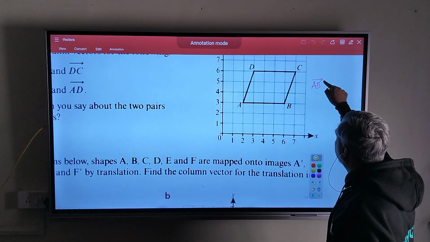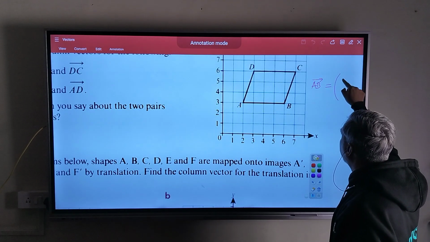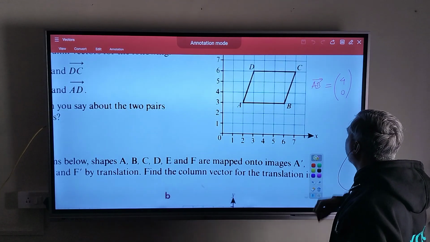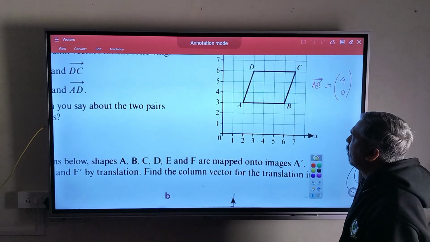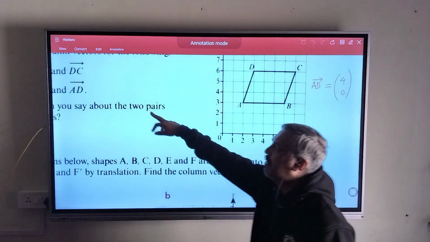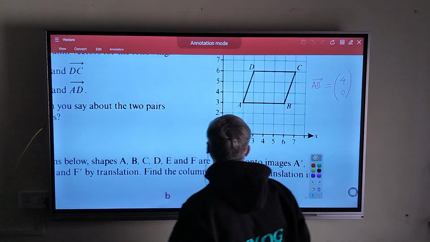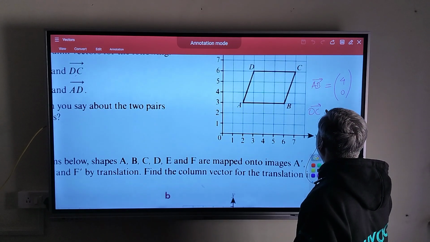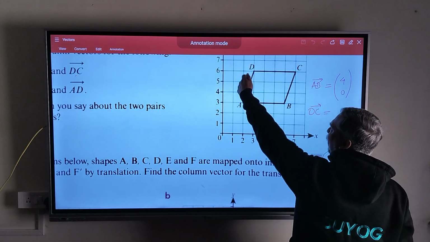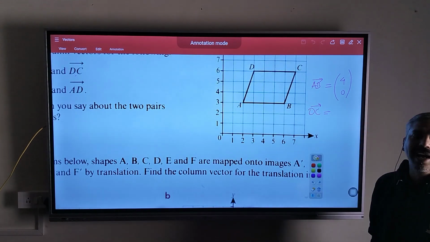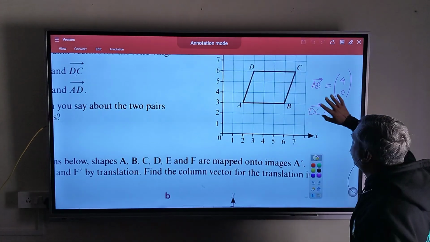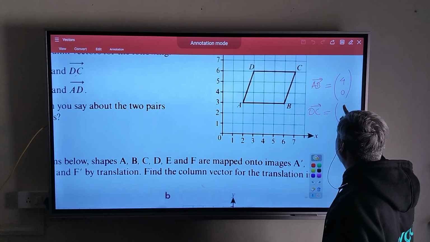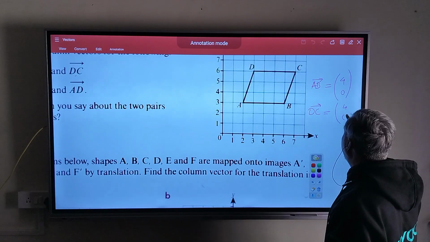So the column vector that shows AB bar can be written like this: (4, 0). Then we are asked about DC bar as well. So DC bar is going to be the same again. In a parallelogram, the opposite sides are parallel and equal in length. So the vectors will be absolutely the same. So this will also be 1, 2, 3, 4, and no change in the value of y, so 0 here.